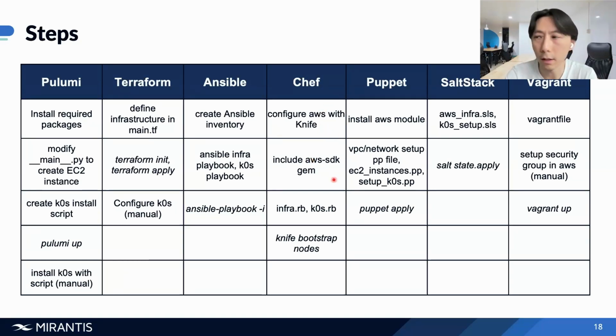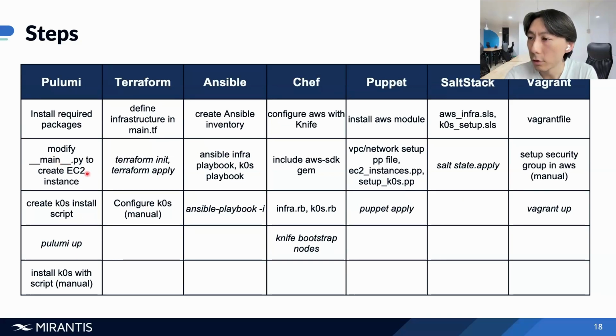Chef, similar thing. We set up the gem, so you have to include it first. Two different Ruby scripts. And then the interesting thing is you have to go through and bootstrap each of the nodes separately. You could probably script it, but it's still a manual process to a certain extent. Puppet, same deal, a bit easier. You have the setup for the networking instances, K0s, and then do apply, and that's it. SaltStack is similar to Ansible. And then with Vagrant, you do have to manually set up the groups within AWS before you go through the setup process, so there is a bit of a dependency. So you see a number of manual steps that are needed for some of these tools.